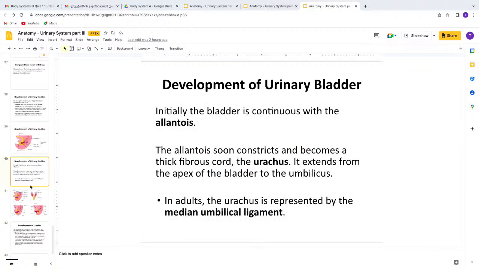After that, the bladder is continuous with the allantois. The allantois soon constricts and becomes a thick fibrous cord. It is called the urachus. It extends from the apex of the bladder to the umbilicus. So the umbilicus that we have right now was the former urachus. In adults, the urachus is represented by the medial umbilical ligament. Okay?